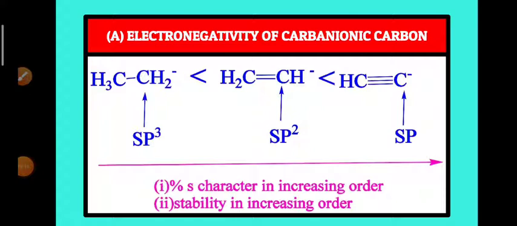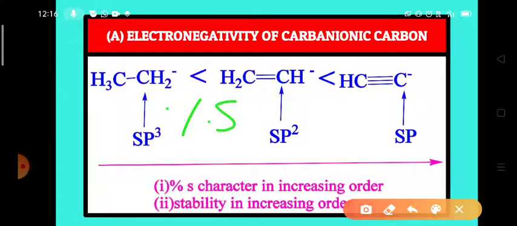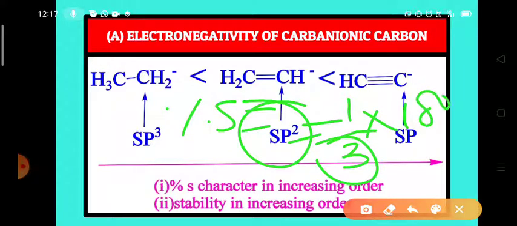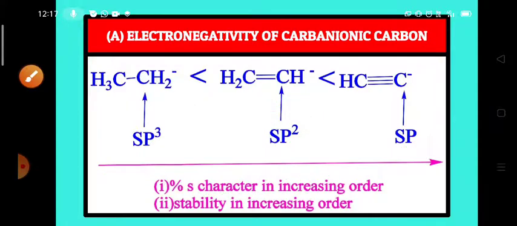Yes. And the percentage of S orbital in sp2 hybridization we can calculate like this. The percentage of S character in sp2 hybridization is equal to 1 by 3, the total number of orbitals is 3, so we write 1/3 into 100. That means the percentage of S character in sp2 hybridization is 33.33 percent. Okay? In the similar way, we can calculate the percentage of S orbital in sp hybridization.